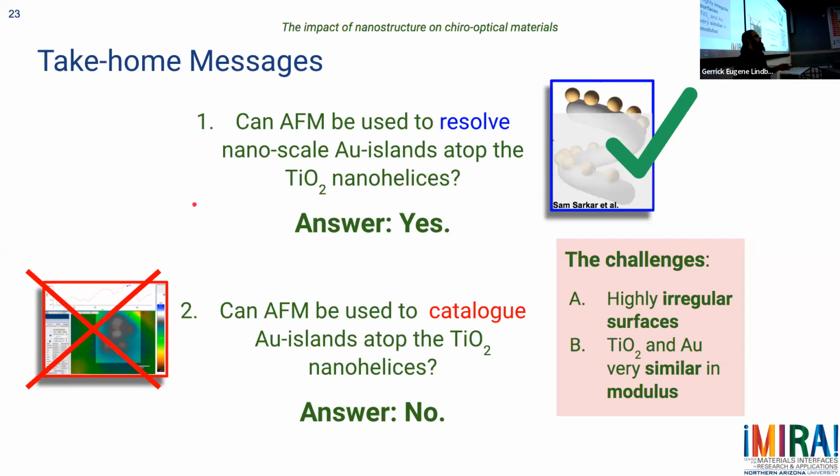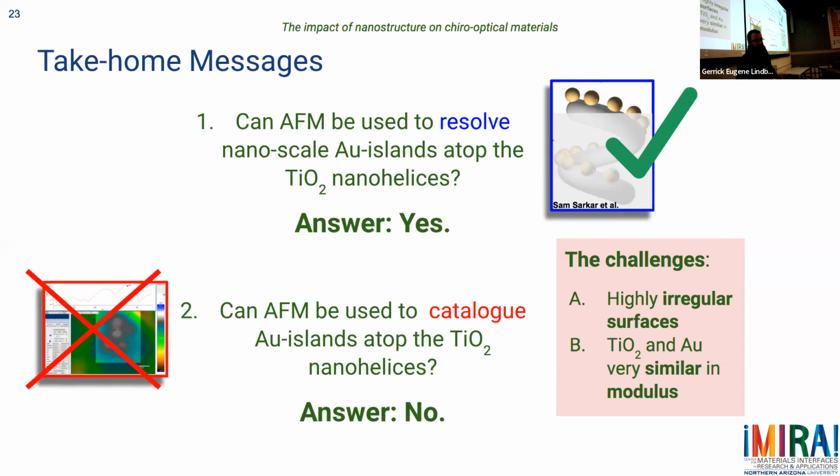The take-home messages are the following. Yes, I can use AFM to resolve these gold islands on top of the helices, but I cannot provide an appropriate analysis of the size distribution here because of the variation due to the underlying titanium dioxide surface. Even if I were to go ahead and produce these values, we wouldn't be able to rely on them because there would be such gross manipulation of the data that the statistical analysis would be useless.